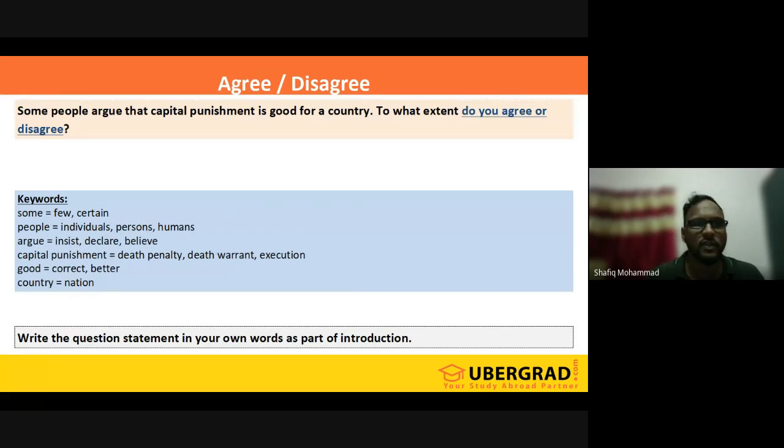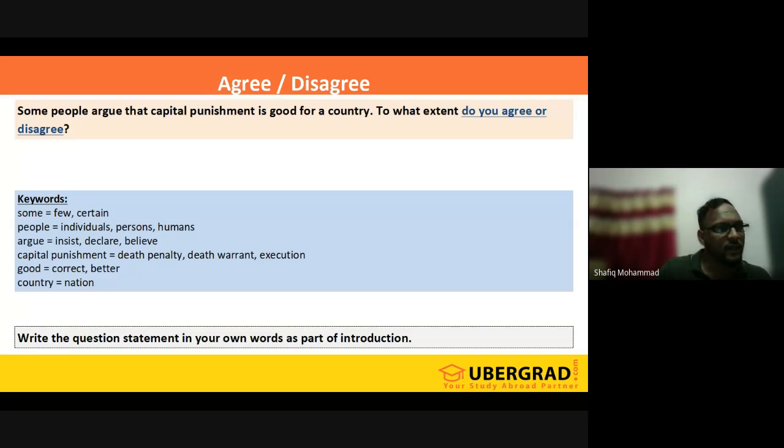See, for some people, or few individuals, or few humans. I'm sorry, few humans would be a little vague. Few persons, okay, or few individuals you can start with. For argue, insist, or believe, capital punishment, obviously death penalty, death warrant, execution. Instead of good, you can use correct or better, country. So that would be the first statement.